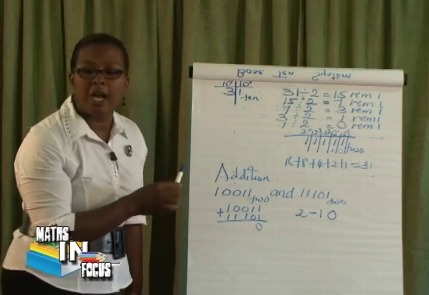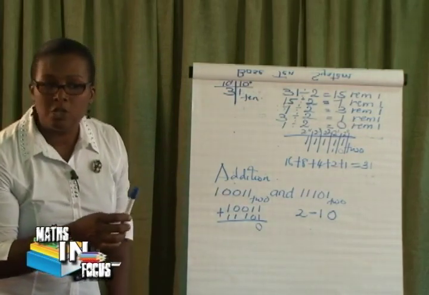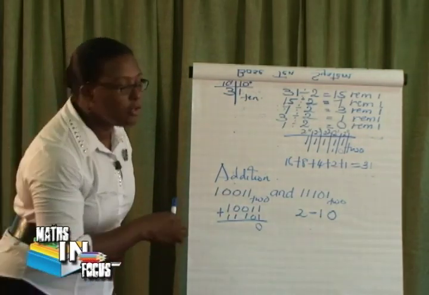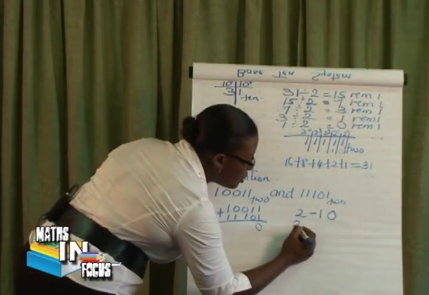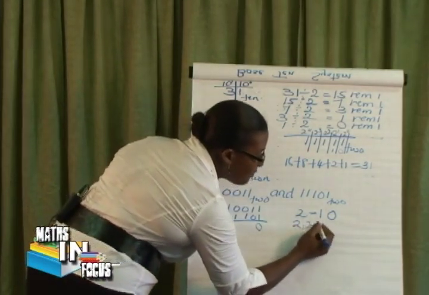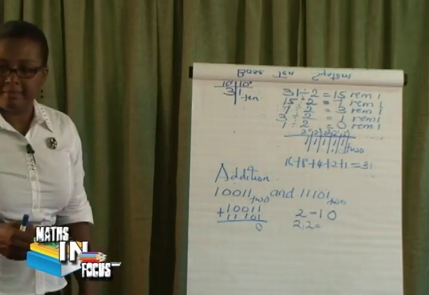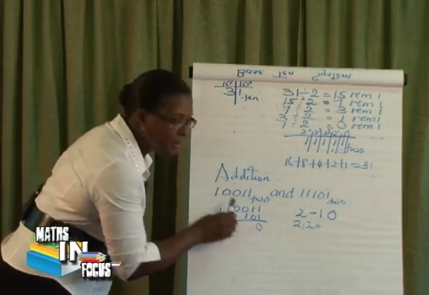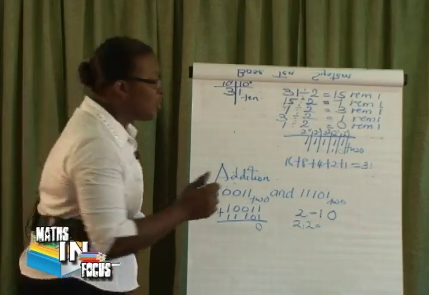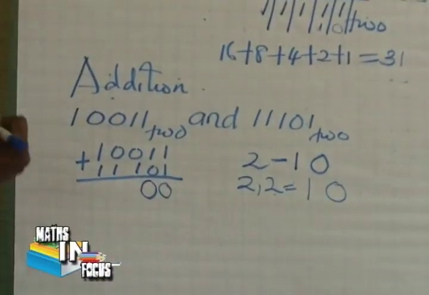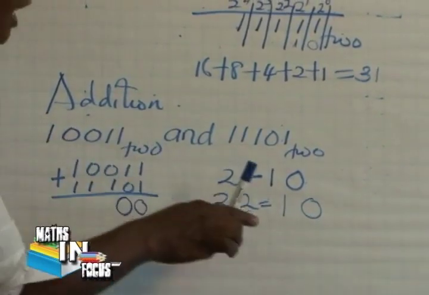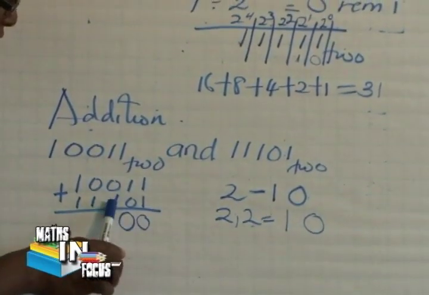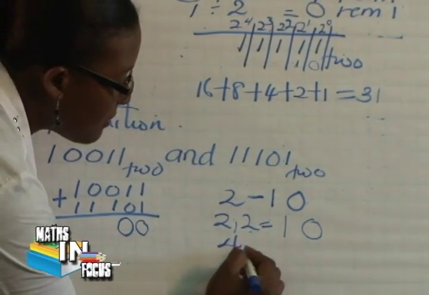How many 2's do we have now? 2 2's. 1, 2, and another 2. Can we put a 2 here? No. So from the 2 2's, we'd have 1, 4, and no 2 remaining. So the no 2 that remains would go here. So we have 1, 4, and 1, 4 would give us 2 4's.